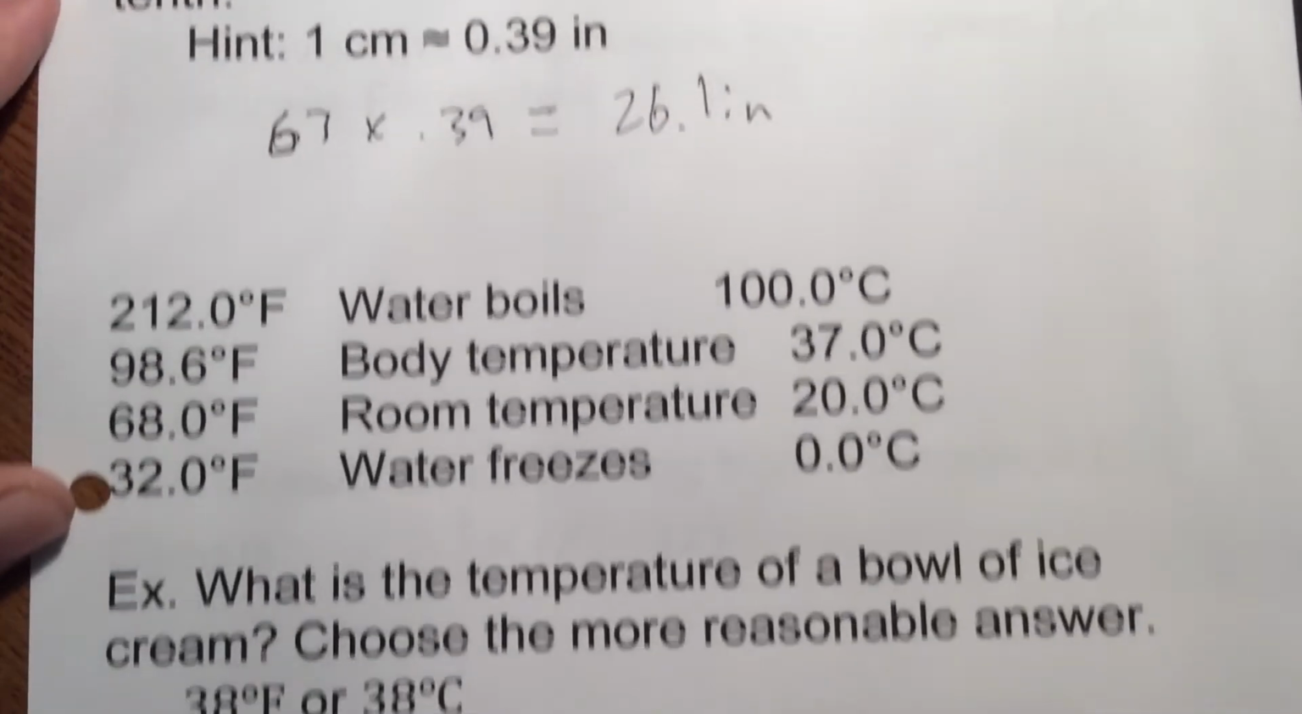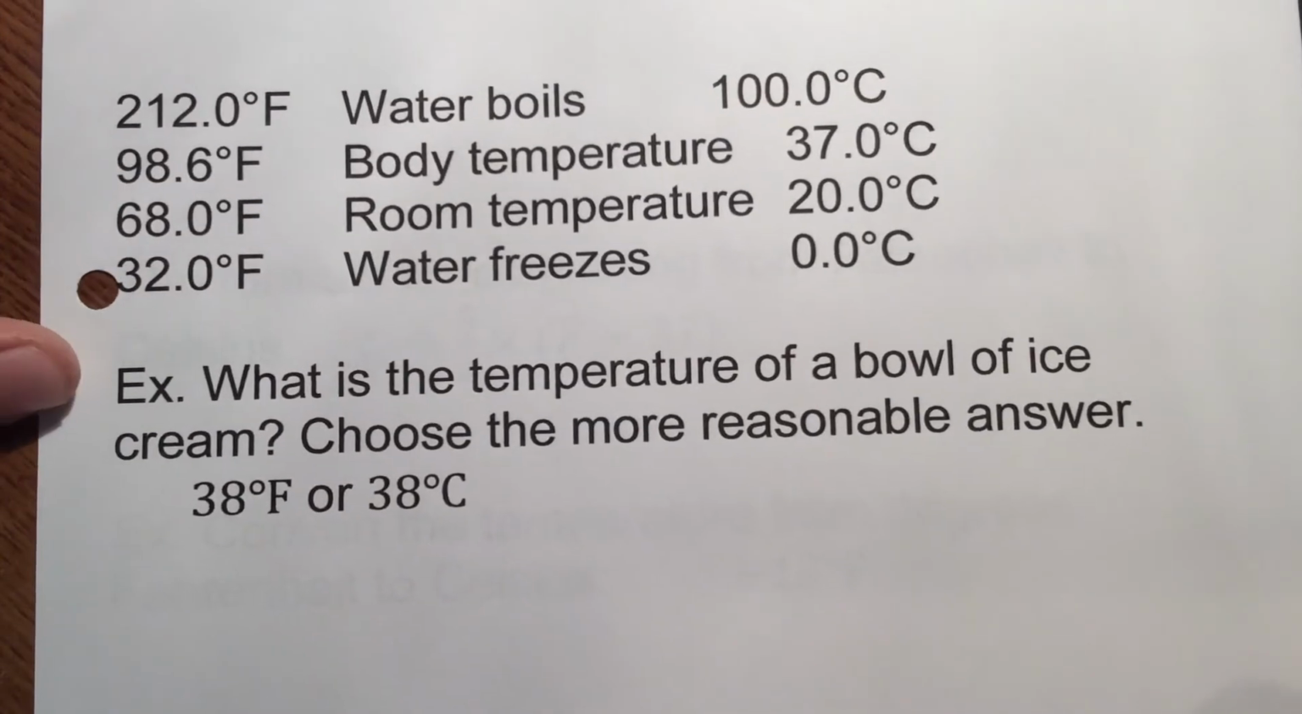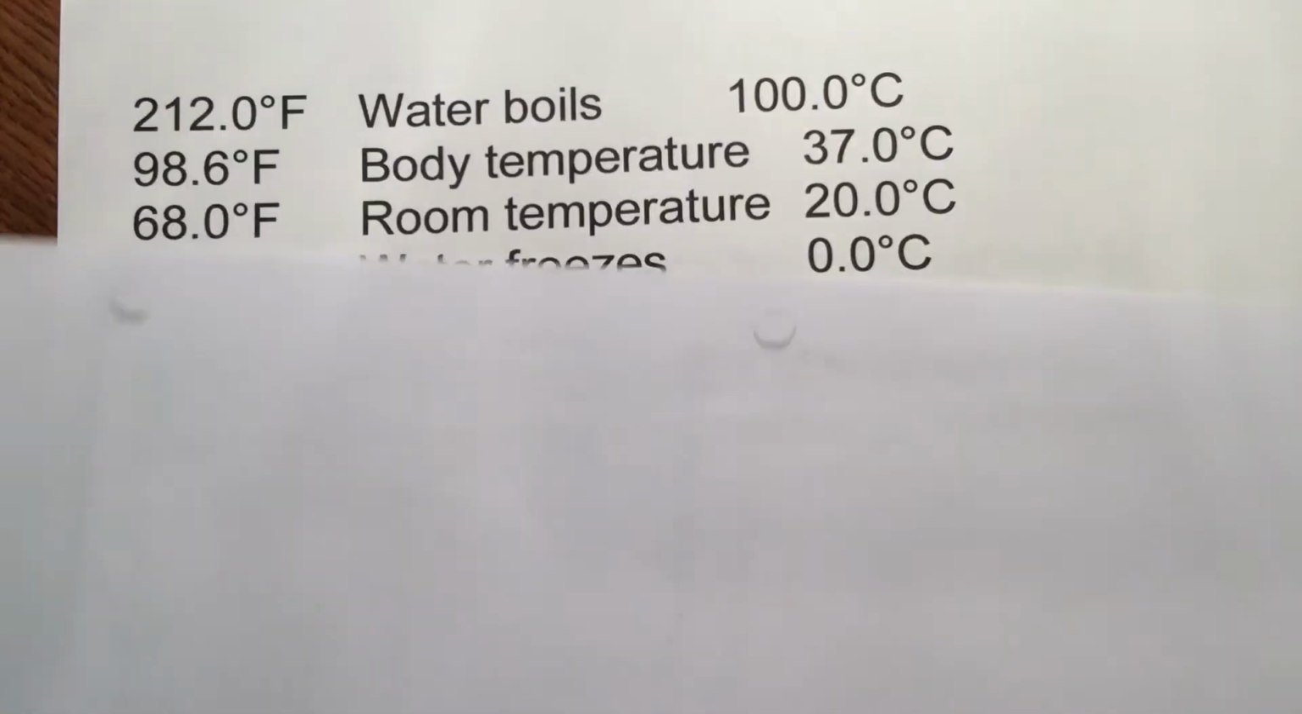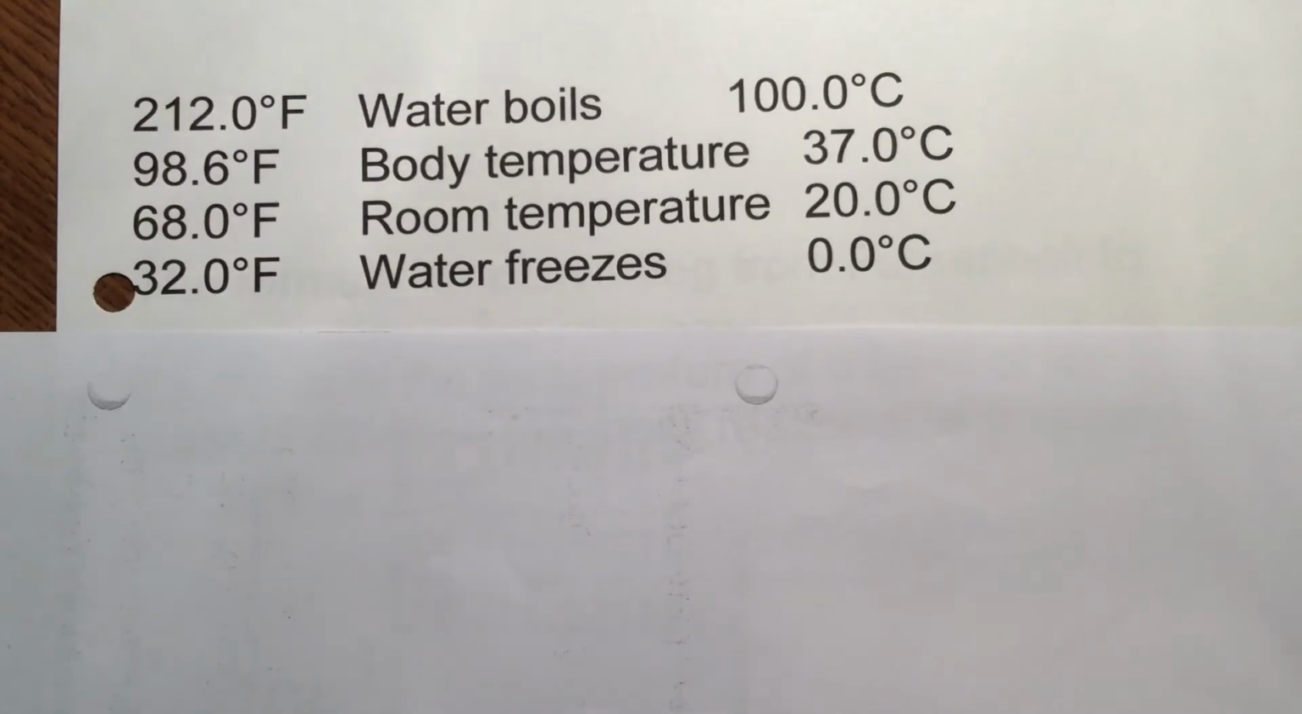Now, moving into temperature. These are kind of some standard temperatures here. So like water boils at 212 degrees Fahrenheit. It's also 100 degrees Celsius. Makes it nice to work with there with Celsius. Body temperature, normally 98.6, in other words, 38 degrees Celsius. Room temperature, somewhere around 68 degrees Fahrenheit.